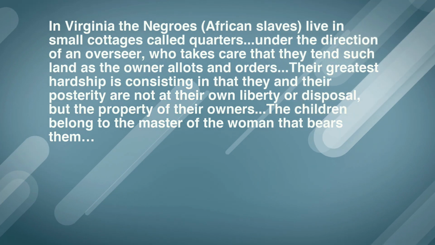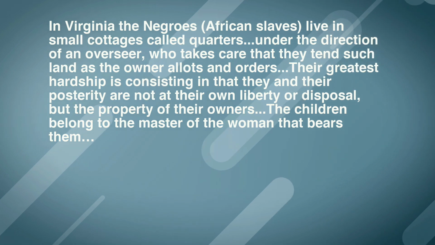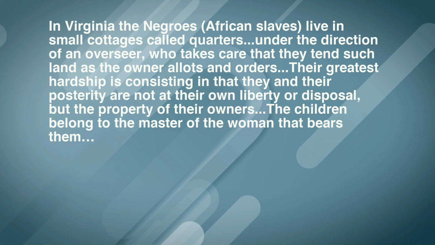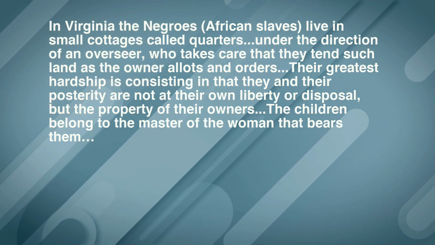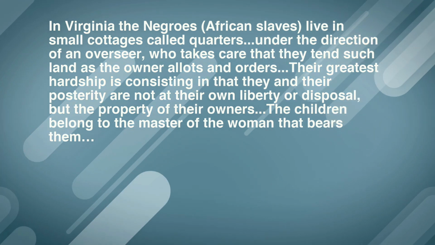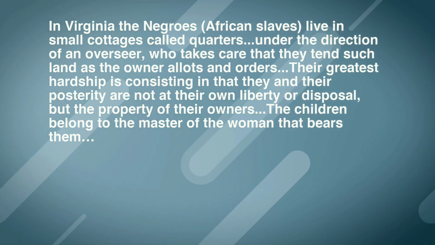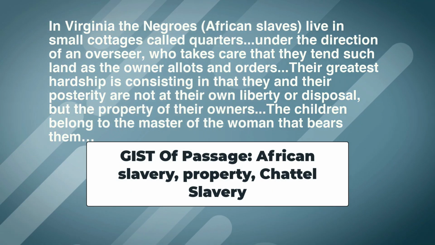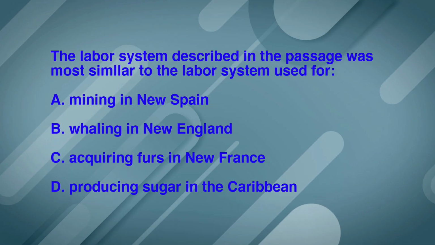In this case, it says, in Virginia, the Negroes, or African slaves, live in small cottages called quarters, under the direction of an overseer who takes care that they tend such land as the owner allots and orders. Their greatest hardship consists in that they and their posterity are not at their own liberty or disposal, but the property of their owners. The children belong to the master of the woman that bears them. Okay, this tells us overall that this passage is about chattel slavery. Notice it's just a gist of the passage. Now what we want to do is move into the answers themselves.